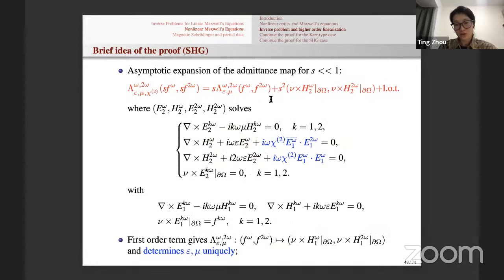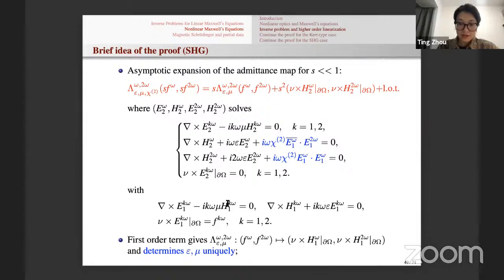For the second harmonic generation, again, you have the first order term in the expansion, which helps you to determine epsilon mu. But since your first order admittance map has two parts, essentially two admittance maps for frequency omega and frequency 2 omega, you can really allow your epsilon mu to also depend on frequency. You can still recover information just because you have more measurements here. But we focus on recovering chi2, the second order susceptibility, by looking at the second term.